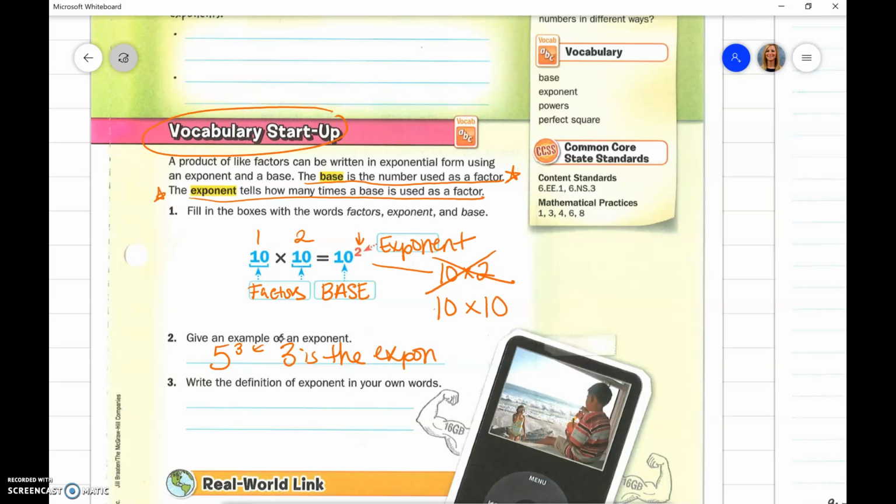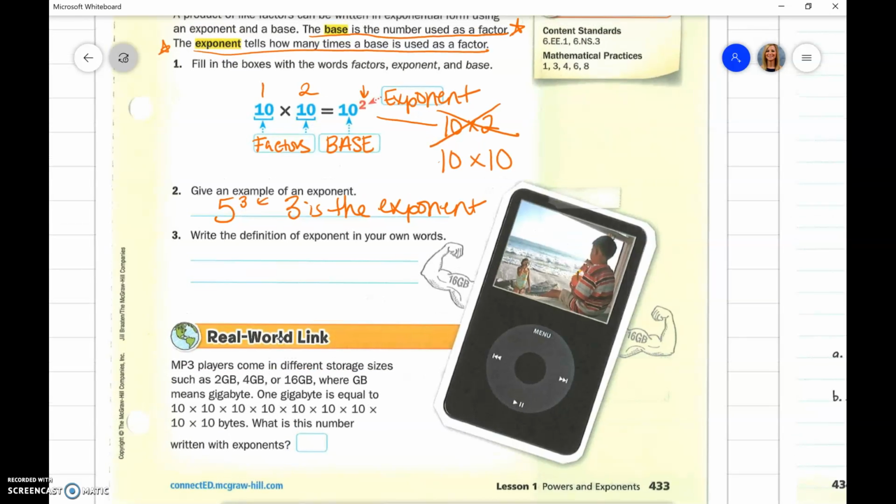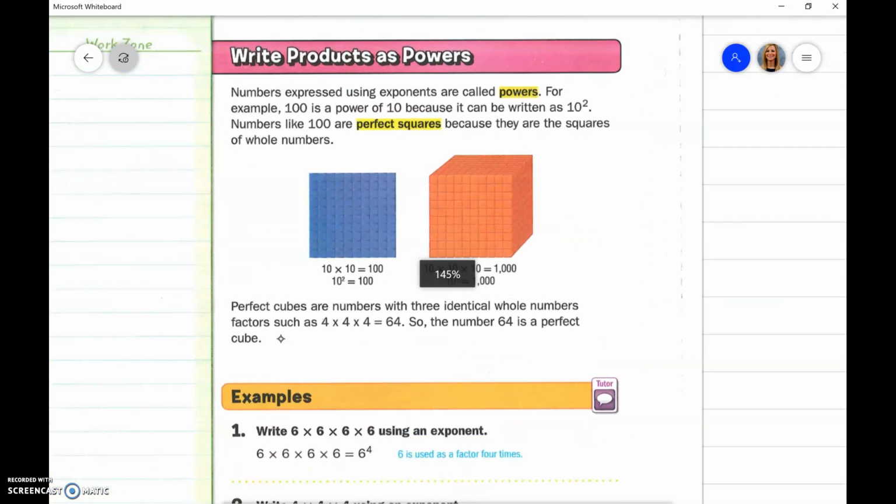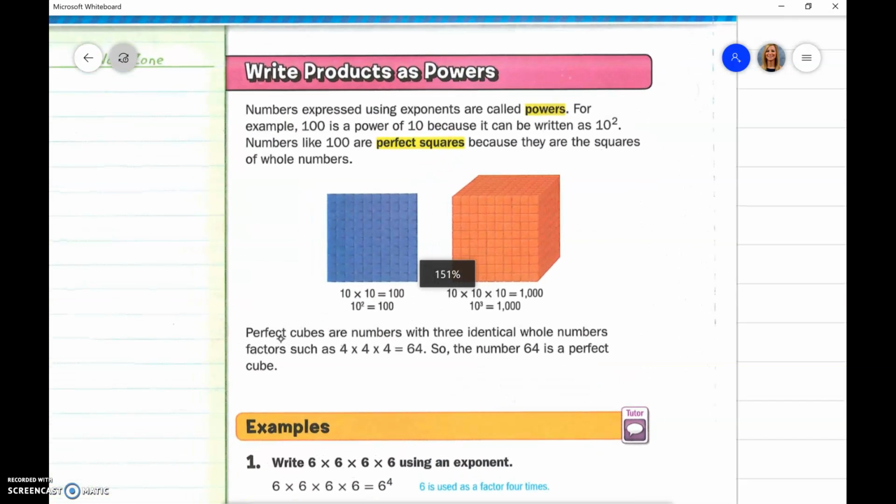Let's see. It says, write the definition of an exponent in your own words. Go ahead and hit pause. Write a definition of exponent in your own words, and then start the video back up. Okay, so you would have written your own definition of what an exponent is so that you can try to remember. All right, turn to the next page, 434.